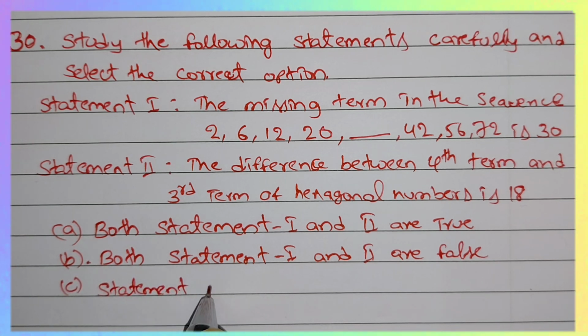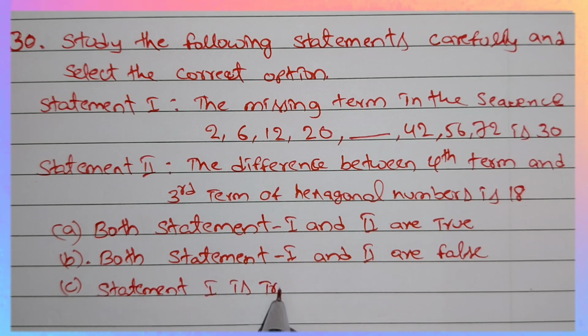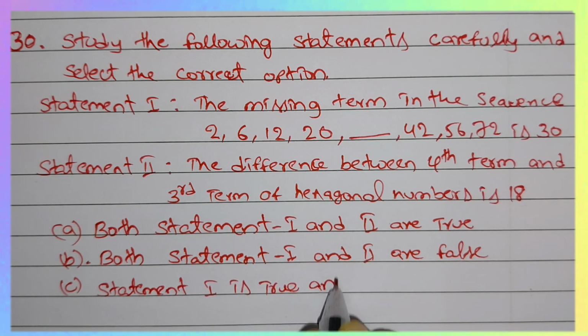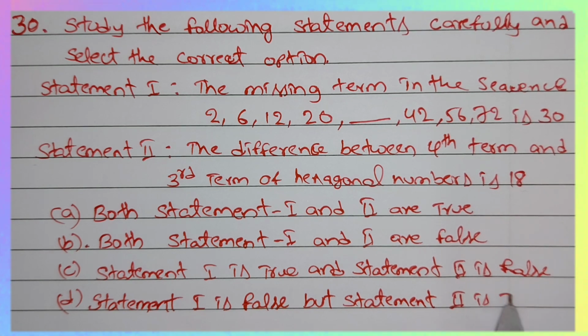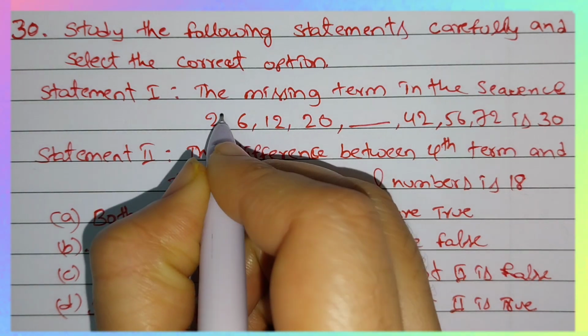So they given 4 options. A, both statement 1 and 2 are true. B, both statement 1 and 2 are false, and C, statement 1 is true and statement 2 is false. D, statement 1 is false and statement 2 is true.